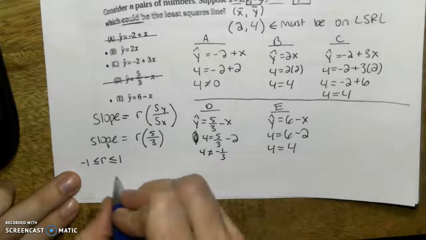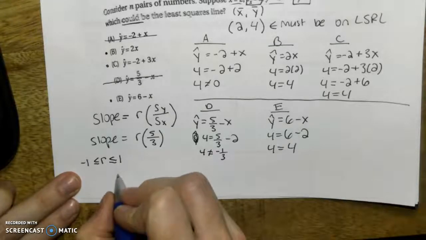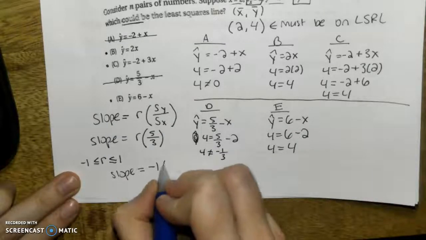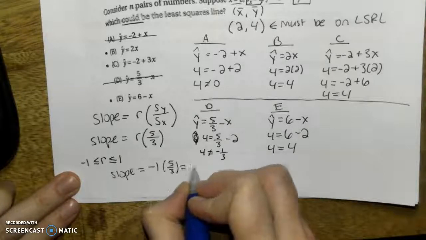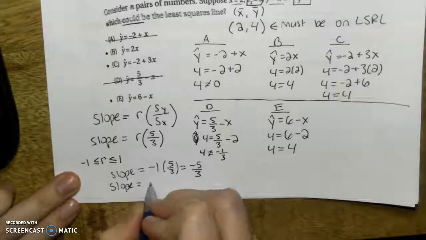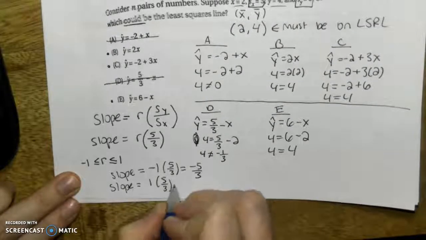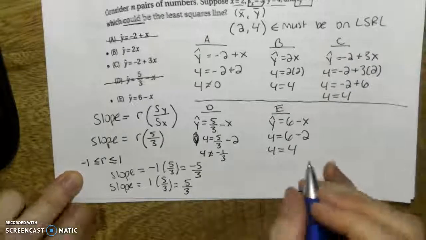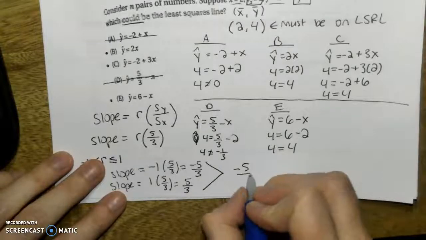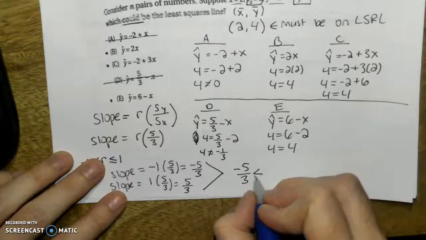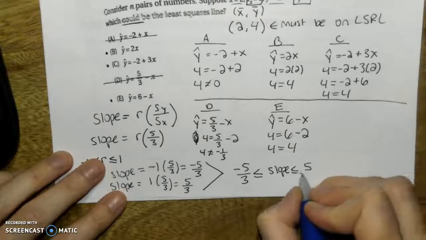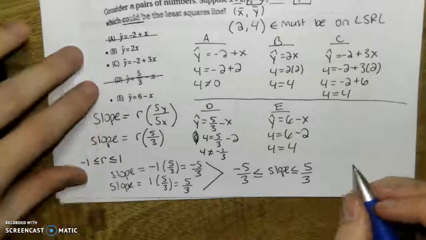So my low range, if I plugged in -1, I know that my slope could be -1 times 5/3, which would give me -5/3. Or my high range of the slope would be 1 times 5/3, which would give me a +5/3. So I know that my slope has to be between -5/3 and 5/3.